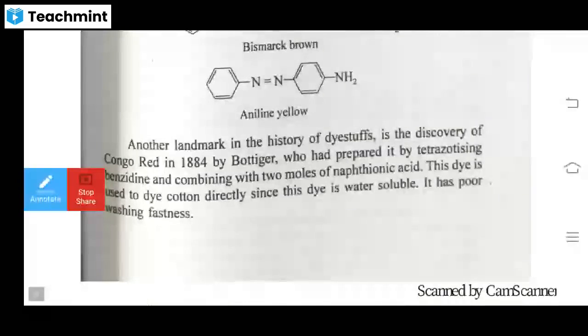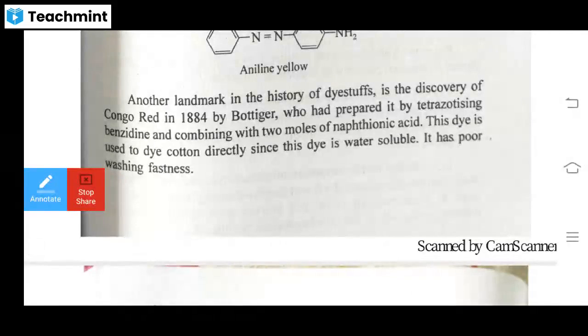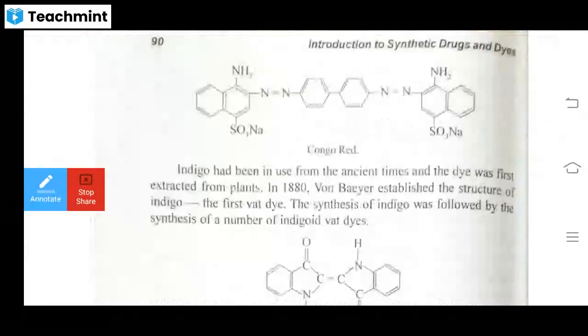Another landmark in the history of dyestuffs is the discovery of Congo red in 1884 by Bottiger. These scientists also developed other important dyes. This is the journey of the dyes, and Congo red is one of them.